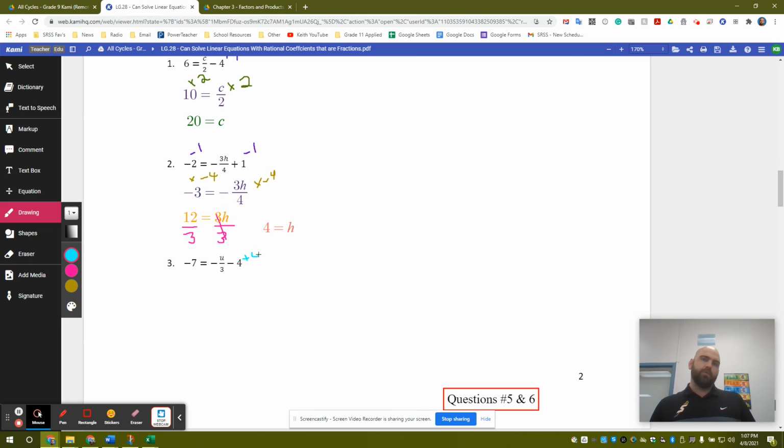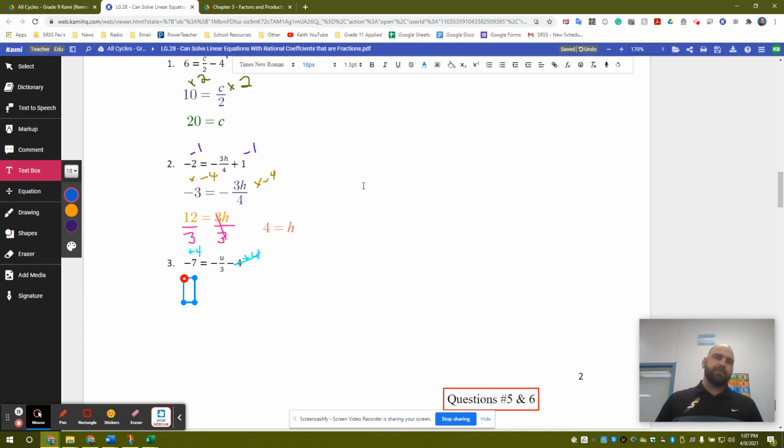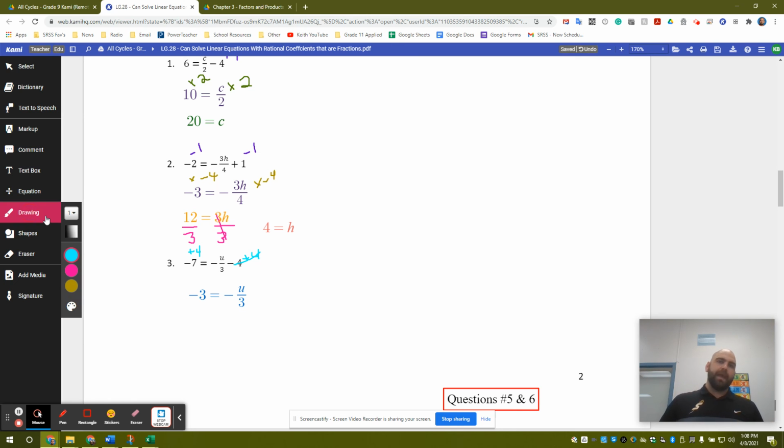All right, we're going to start by adding 4 to both sides. Now that's going to cancel this out here, as we've seen in the past. And -7 plus 4 is -3. Okay, still more negatives than positives. And that's going to equal -u over 3. Now you'll notice here again, we have a negative in front there. So we can either multiply by a +3, and then we'll do the negative later, or we can multiply by a -3, and that will then take care of the negative right away.